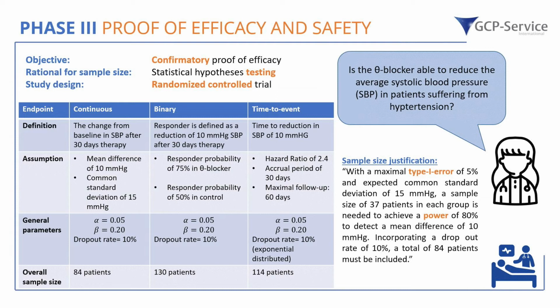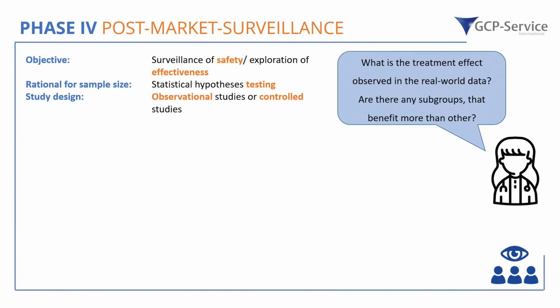Okay, but when the phase 3 study is successfully conducted and we can reject the null hypothesis and conclude the alternative, we would get the market approval, and then we get into post-market surveillance. And in this phase, the types of studies are more diverse because we have more things we could focus on. For example, one important point would be the surveillance of safety, where we look into rarer adverse events.